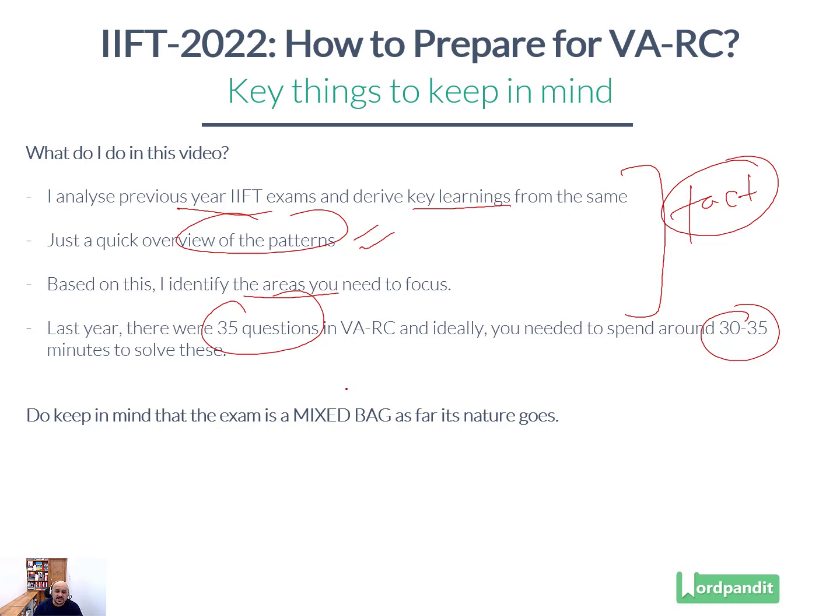Remember, overall this exam is a mixed bag. What do I mean by a mixed bag? If you look at CAT and XAT, those are primarily reasoning and RC focused exams. IIFT, not quite. RC obviously is an important part of the exam, but the verbal ability portion of the exam is a mixed bag. It has all kinds of topics, very different topics. That makes it in one way a little challenging.